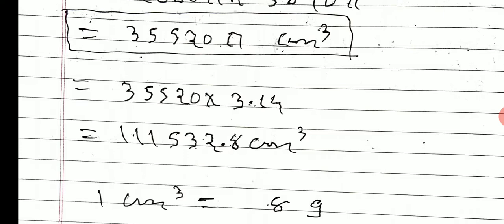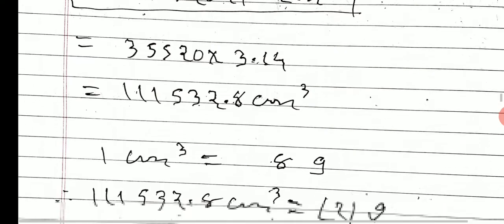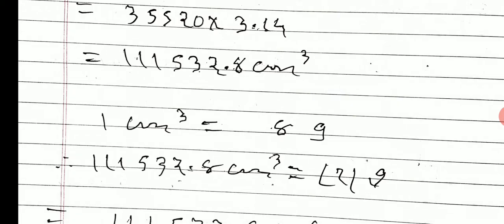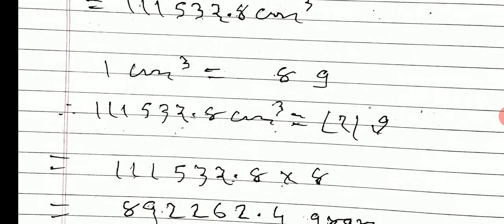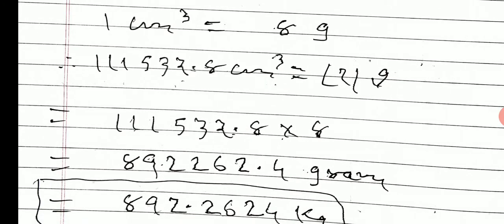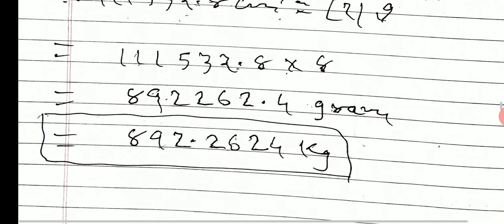Then we will get 111,532.8 centimeter cube. But 1 centimeter cube equal to 8 gram. Then 111,532.8 centimeter cube equal to how many gram? Then we will get 892,262.4 gram. Then final answer will be 892.2624 kilogram.